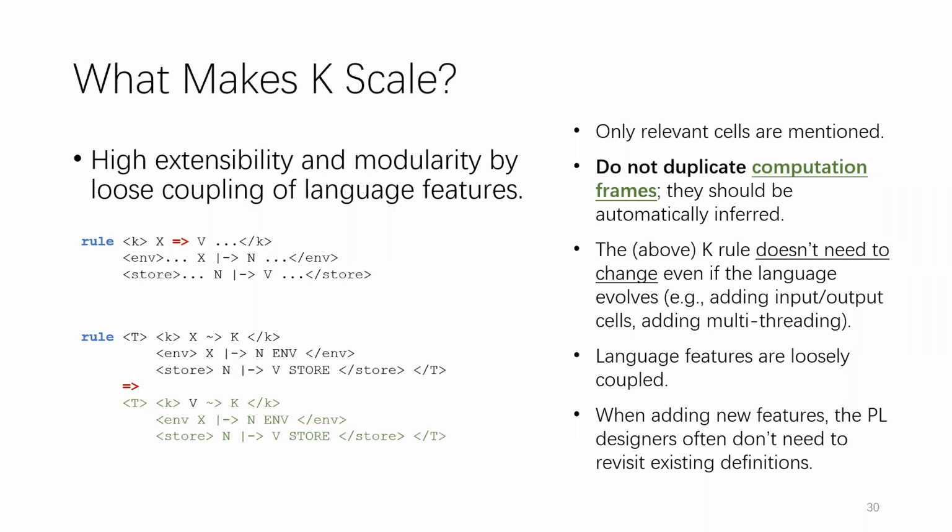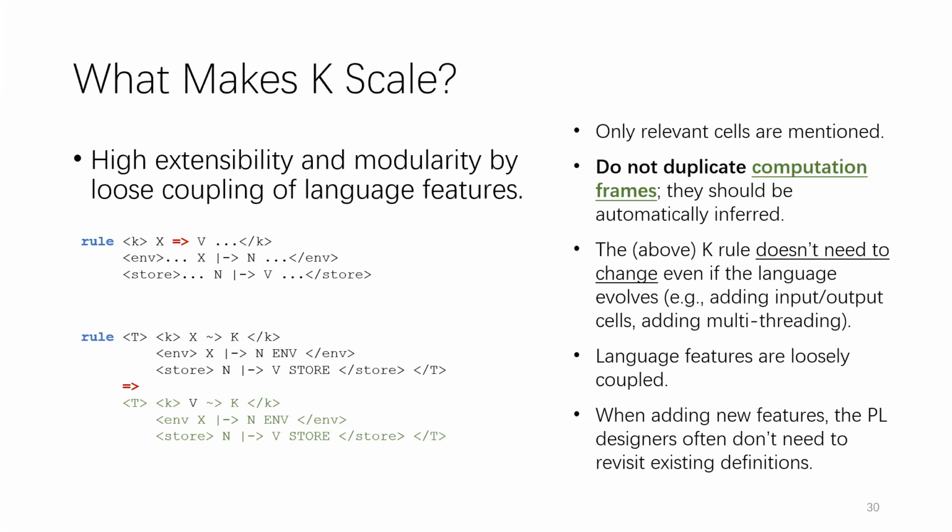If we don't have this, we need to write rules like this, right? We need to mention all the cells, and not only all the cells, but everything inside a cell. So we need to mention the environment, the store, even if they are frames, they don't change. Basically everything in green here on the right-hand side is duplicate information, except the V, right? That's something new, but everything else you duplicate.